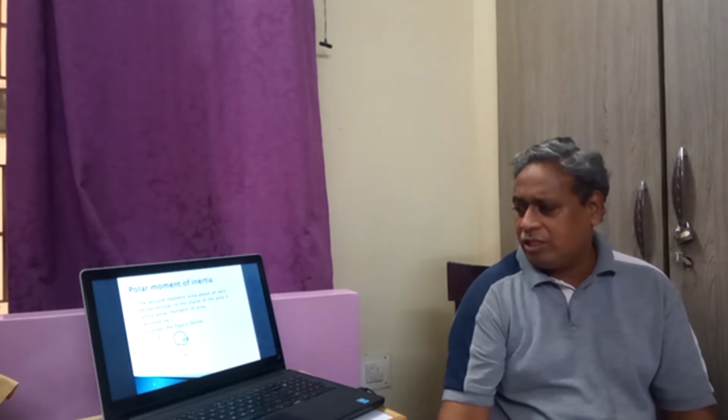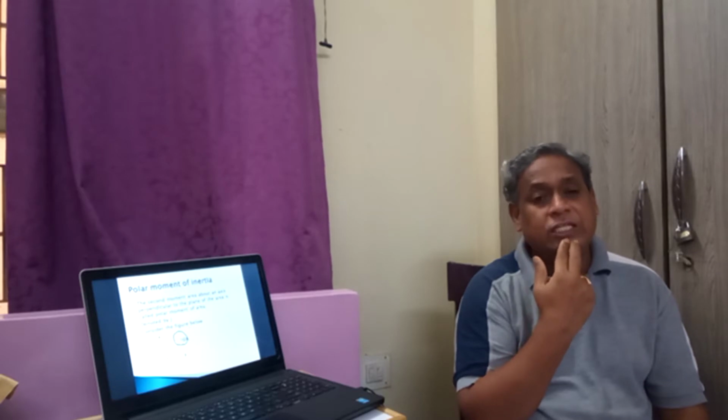We have proved it because r, that distance, is equal to the distance of the point from the origin. R is in the third direction, therefore r square will be equal to x square plus y square. Therefore, the polar moment of inertia will be sigma dA r square, that is sigma dA into x square plus y square, that is sigma dA x square plus sigma dA y square. Therefore, the integral will become integration of dA x square plus integration of dA y square, that will give you Ixx and Iyy.